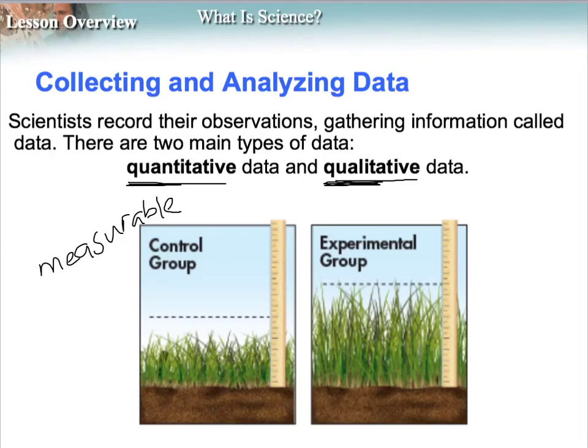Whereas qualitative data, I remember it by thinking quality. Something you can describe. So if I say that the grass in the experimental group is more green than the other group, maybe I can see that the texture of the grass looks much healthier, things that you can describe using words. I apologize for my poor handwriting on this. But it's important to understand the difference. So again, quantitative is usually numbers. When you think quantity, you're thinking about numbers. Qualitative, you're thinking quality. You're thinking words, something you can describe with words.